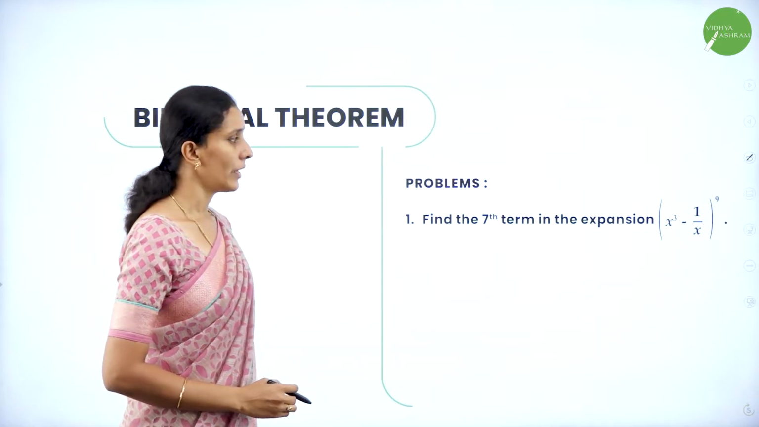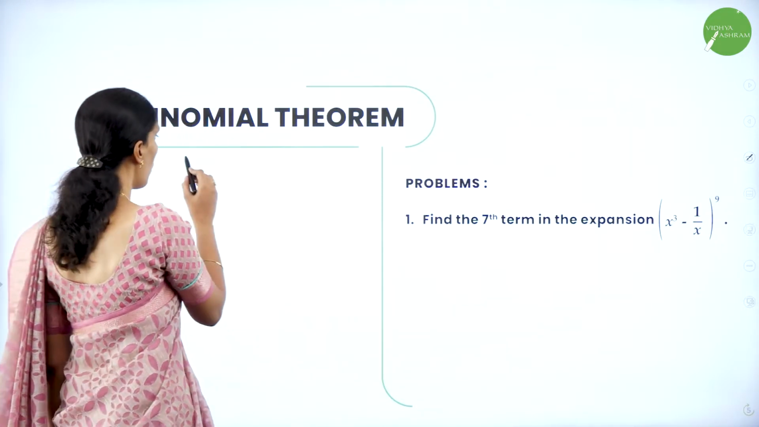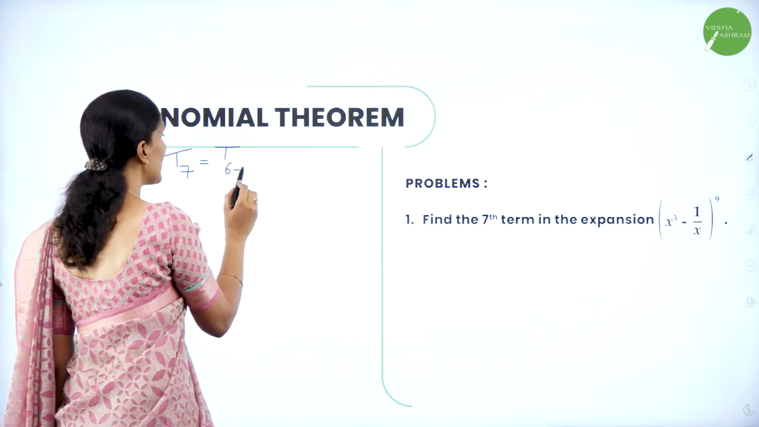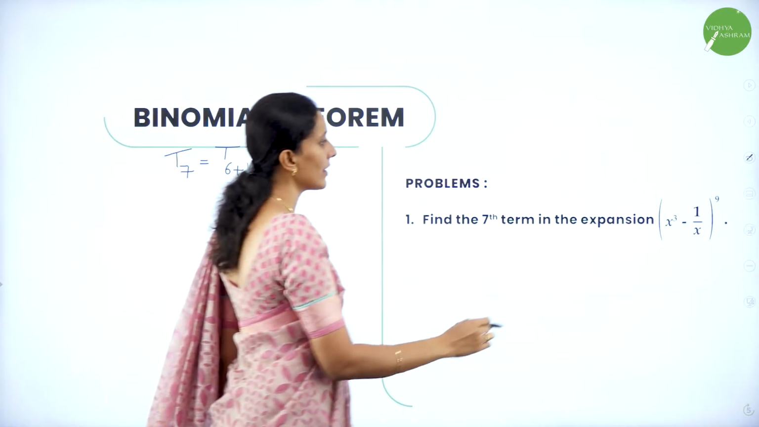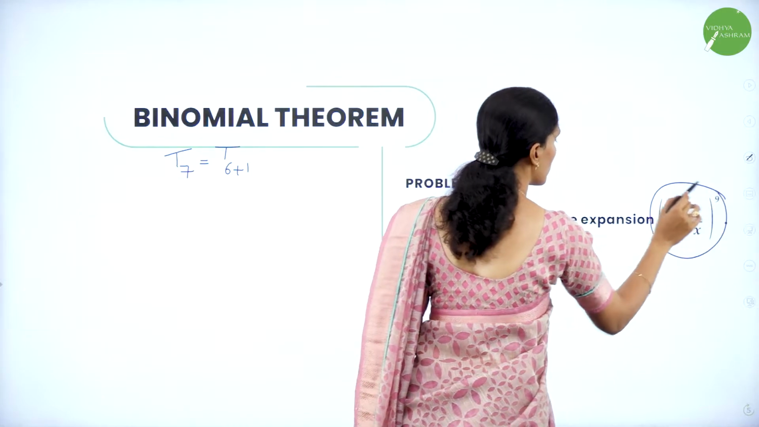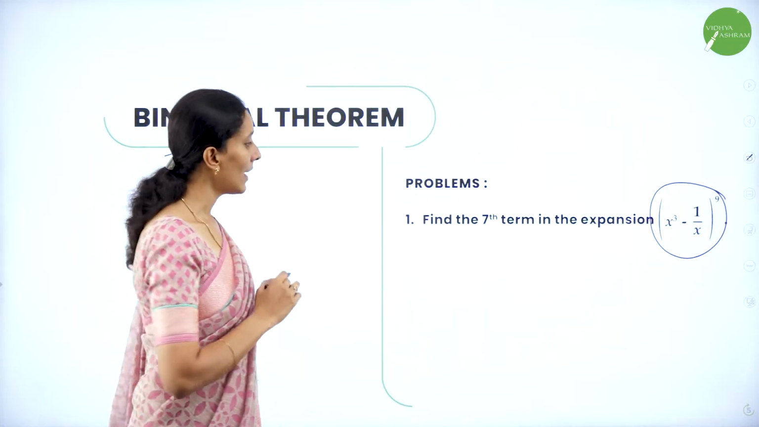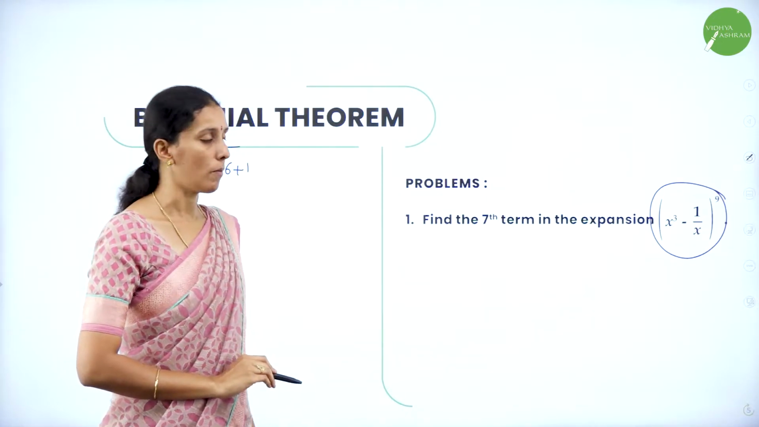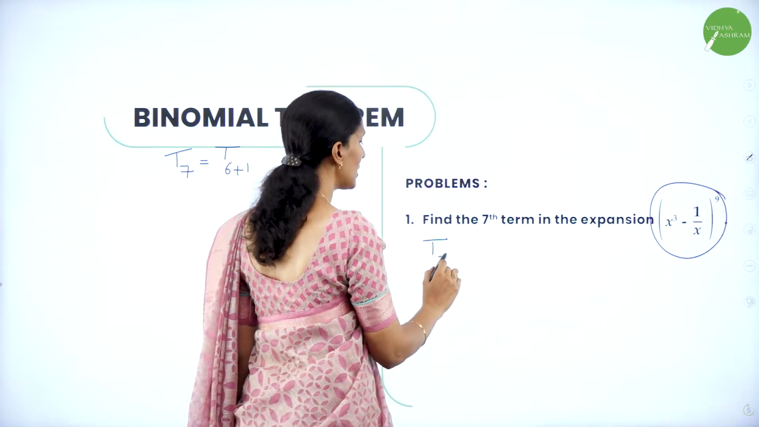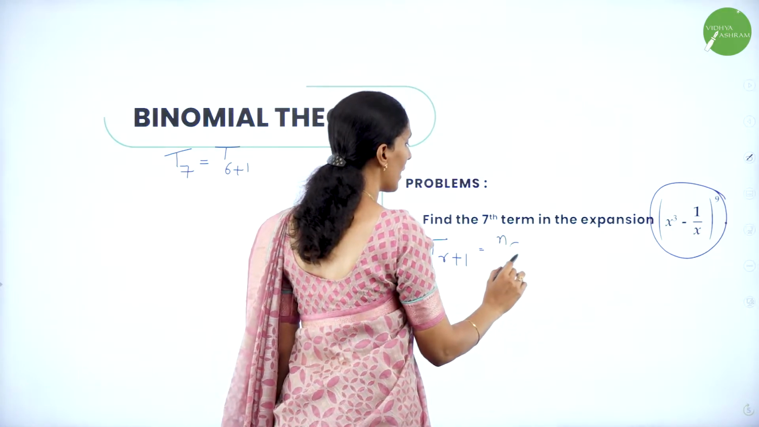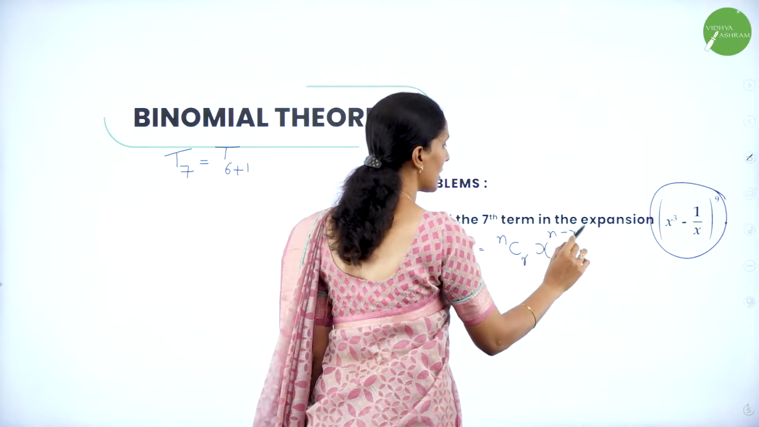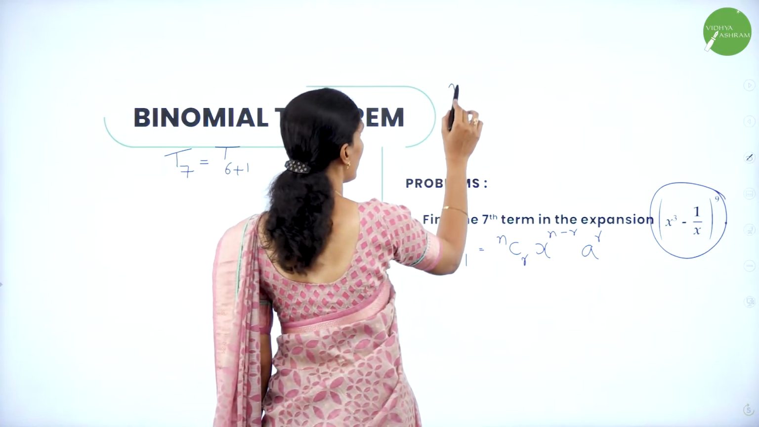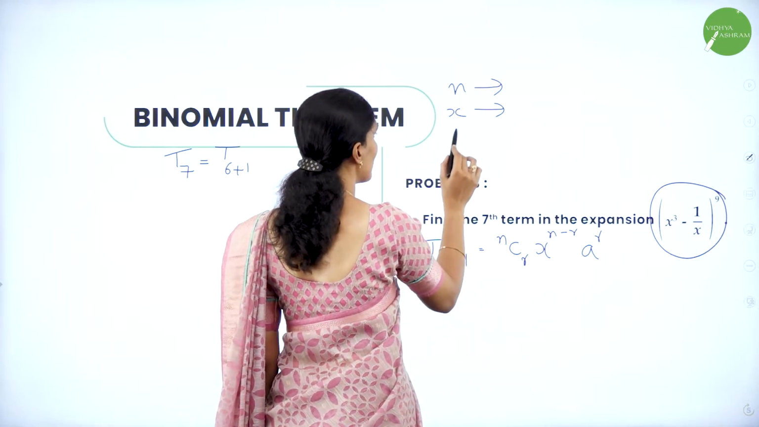We'll check the first problem. Find the seventh term in the expansion. Seventh term means you are going to find T7. But T7 is written in the form T(6+1). So, here is your n given in the expansion. You have to find the general term, that is, each term can be expressed in the general form. That general form is given by T(r+1) = nCr x power n minus r a power r. Before going to this, let me find what is n, what is x, what is a.